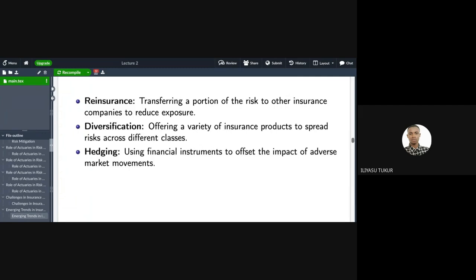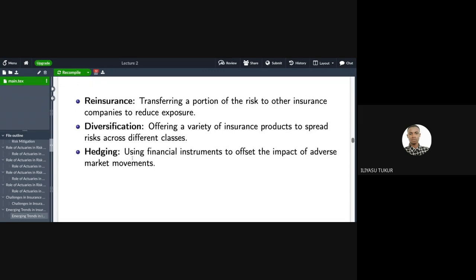You don't only give health insurance. So if people are not falling sick anymore, or maybe the government is also giving public health insurance so that they don't have to come and buy private, in this case, you have to think about giving out property insurance like car insurance and stuff like that. So diversification, then hedging.